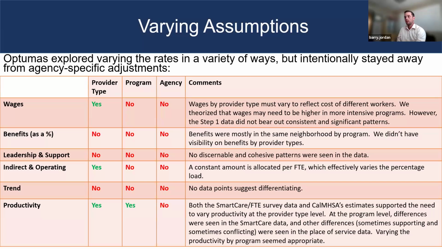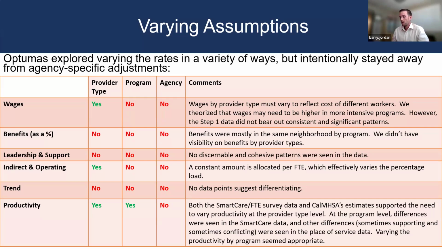So this next slide gets into a little bit of a different discussion around the assumptions. You'll see the same rate components coming down on the left, but we'll speak to where there was or wasn't variation at the provider type or program type. Know that we intentionally stayed away from any agency-specific adjustments. So the variation will just be at a combination of provider type, program type, or no variation in some cases.